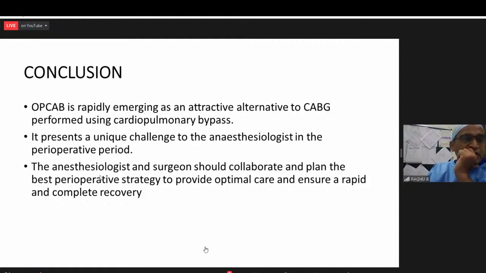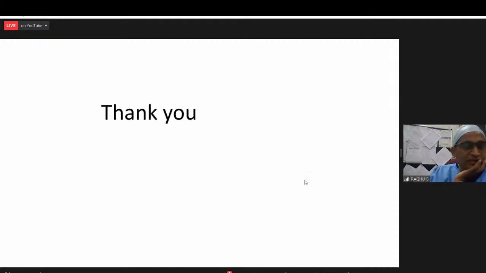To conclude, off-pump surgery is rapidly emerging as an attractive alternative to the CABG performed during cardiopulmonary bypass. It presents a unique challenge to the anesthesiologist in the perioperative period. Anesthesiologist and surgeon should collaborate and plan the best perioperative strategy to provide optimal care and ensure a rapid and complete recovery. And thank you.